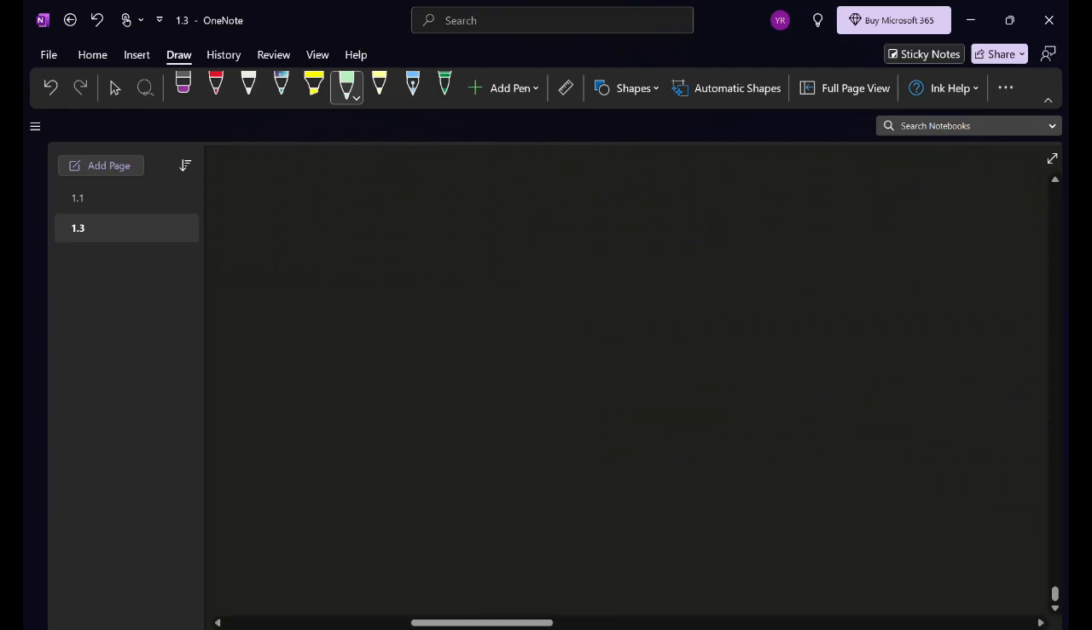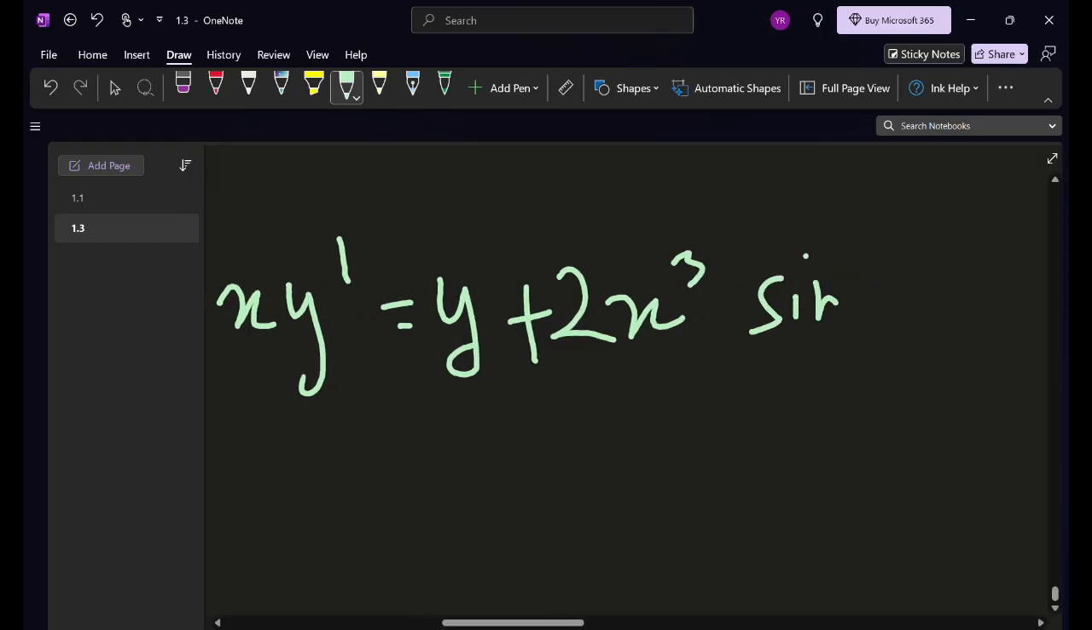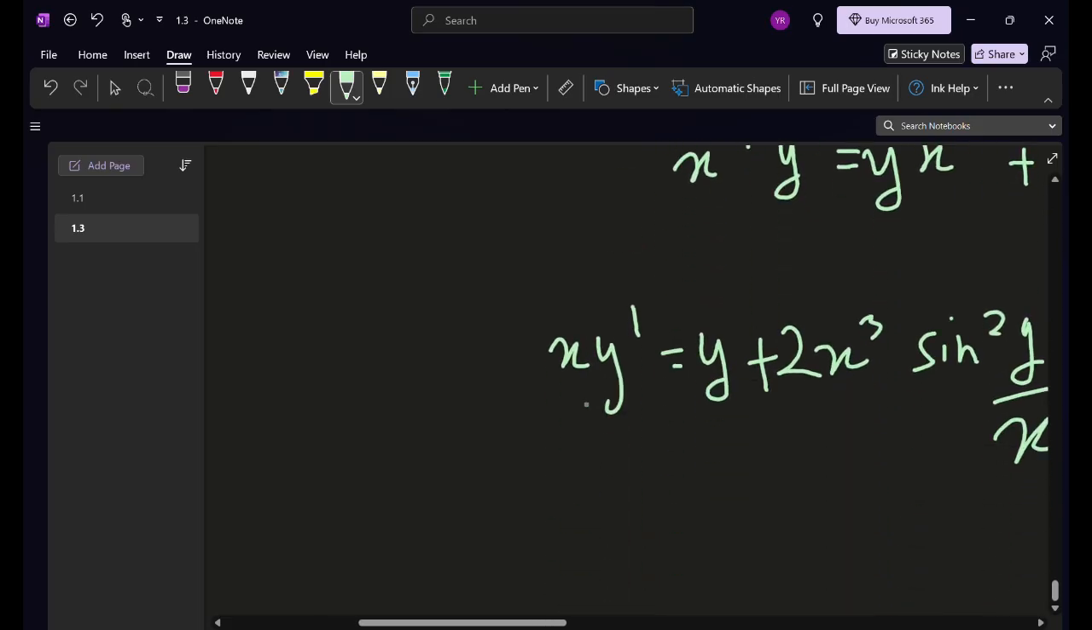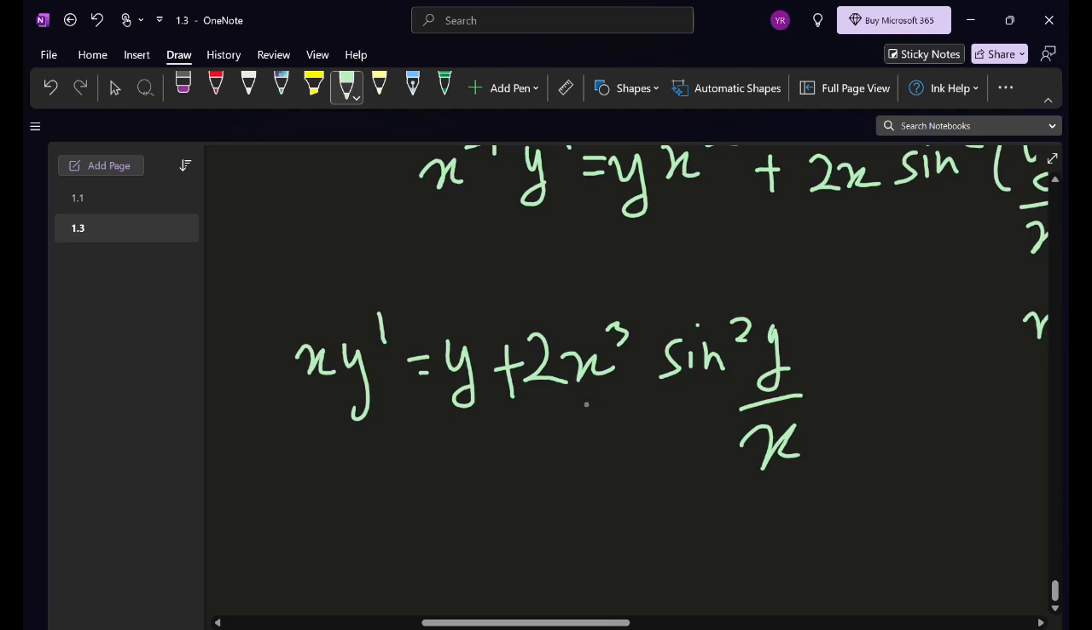So finally we obtain xy dash is equal to y plus 2x cube sine square y by x, and this is our final solution. Basically, we have finally verified that our general solution is correct for the said ODE. Okay, so that was the sixth question. Now proceeding further, that was the seventh question. Proceeding further, we're gonna solve the eighth question.